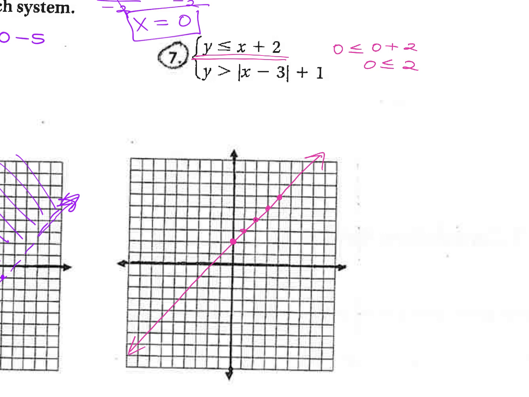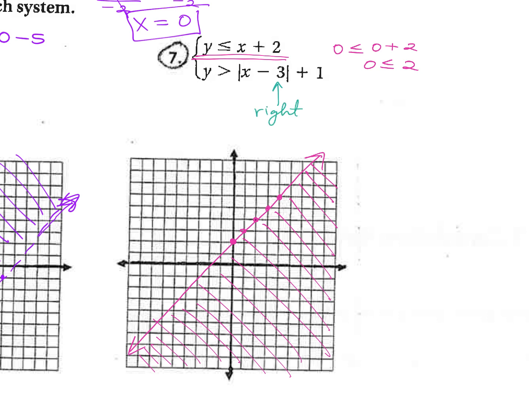So which side are we going to shade on? To the 0 side. So you're going to go kind of down and to the right. Okay. The second one, what shape is this graph? This is a V. Okay, so this minus 3, where are you moving for that? Left or right? Right. To the right 3.